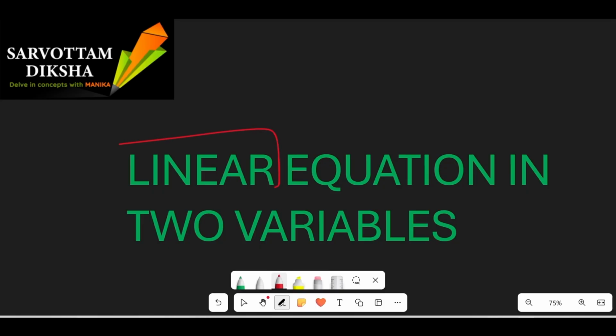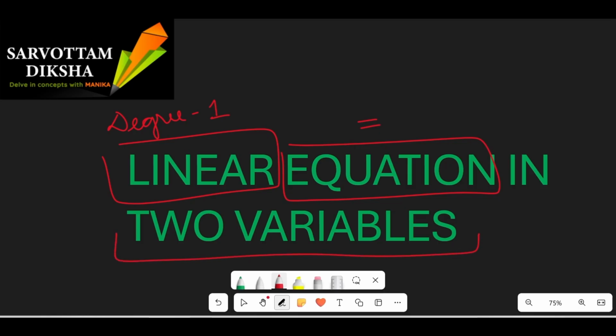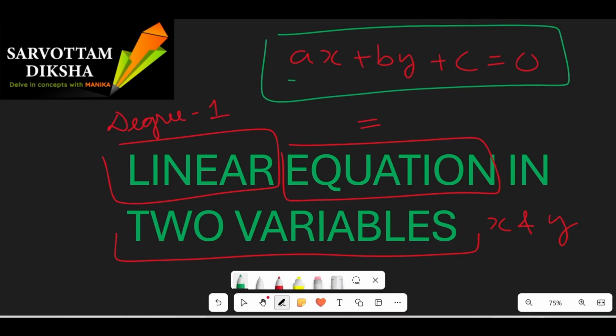So let's get started with linear equations in two variables. Linear means degree 1. Equation means I have two entities with an equal to sign. Two variables means I have two variables, generally taken as x and y, and these variables are degree 1. So this is how my linear equation in two variables looks like: variable 1 with degree 1, variable 2 with degree 1, and one constant.